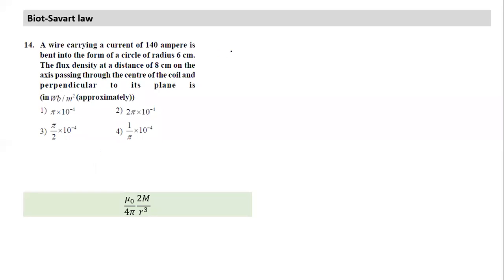So what is given? R is given. X is given as 8 centimeter. So what is my inclined distance? Inclined distance is given as 10 centimeter. If the inclined distance is 10 centimeter, my field will be equal to mu naught by 4 pi into 2m divided by r cube. Rest is simple substitution. You can easily find this is equal to 10 to the power minus 7. And what is this m term equal to? NIA.